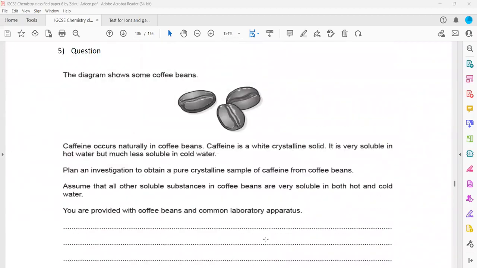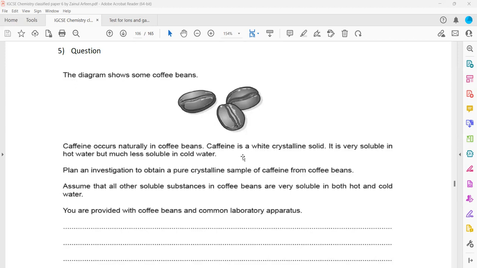We will grind the coffee beans using a pestle and mortar. One mark is for crushing the coffee beans. Then we can add cold water, so all the other substances will get dissolved and the crystalline caffeine stays as it is, only soluble in hot water. Or we can also put in hot water and try to dissolve the maximum, and then do crystallization.